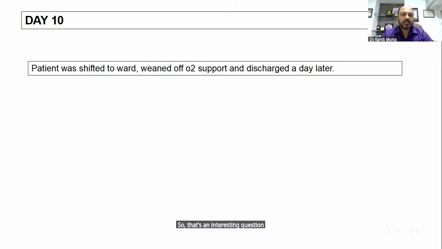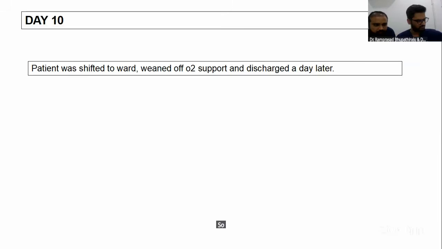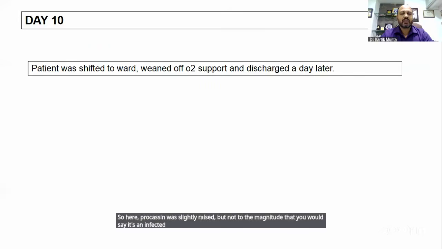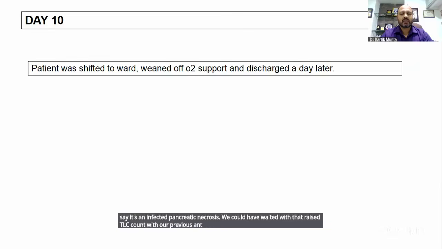Retrospectively, it was probably not required. The indication for changing the antibiotic to imipenem is only when there is infected pancreatic necrosis, right? That you have to determine with a culture sensitivity or at least a raised procalcitonin. Here procalcitonin was slightly raised, but not to the magnitude that you would say it's infected pancreatic necrosis. We could have waited, with that raised TLC count, on the previous antibiotic that was on board.